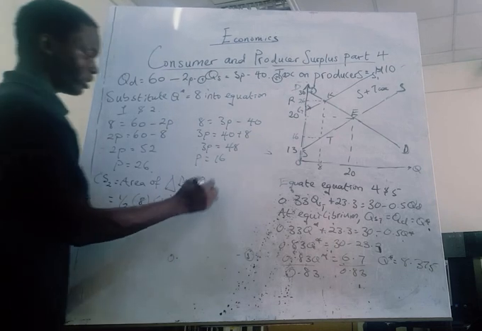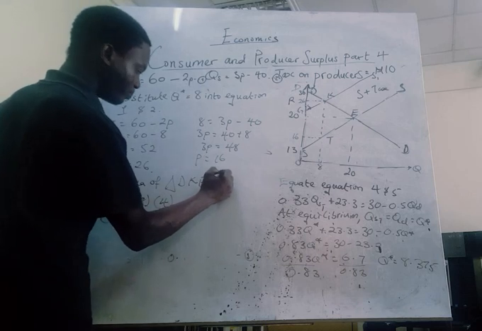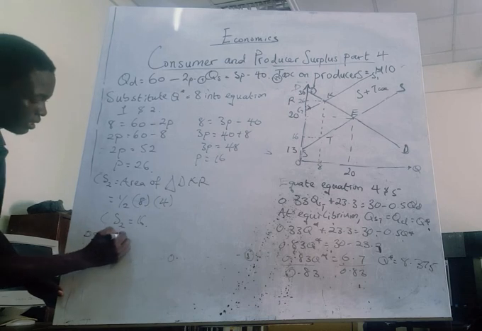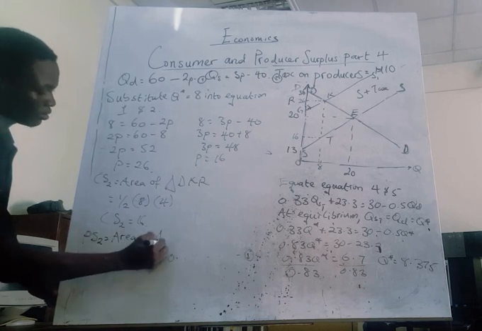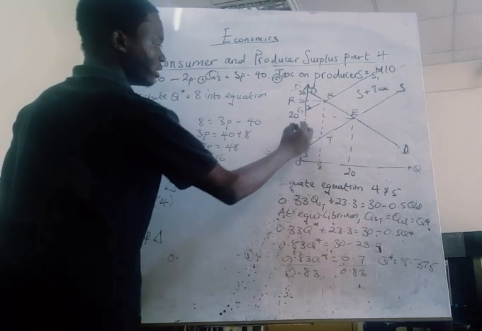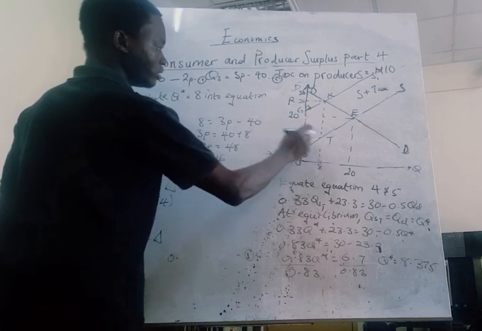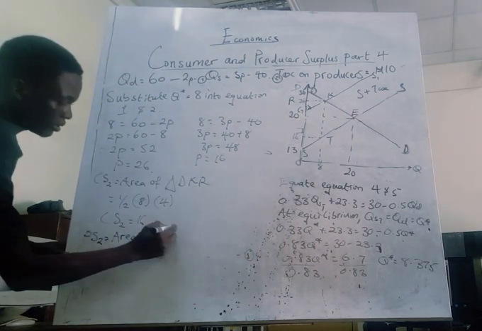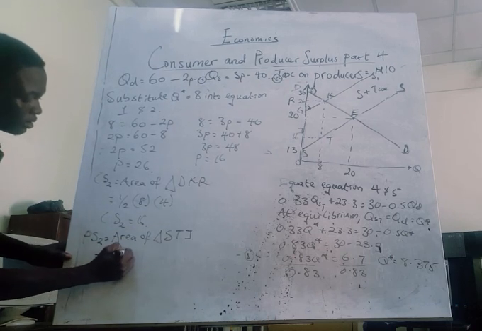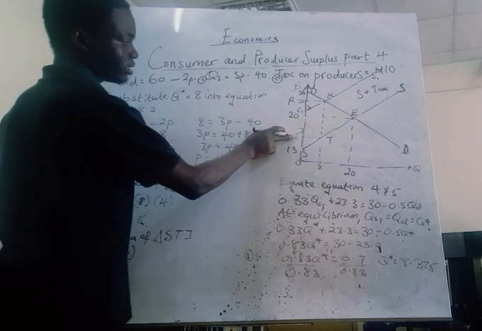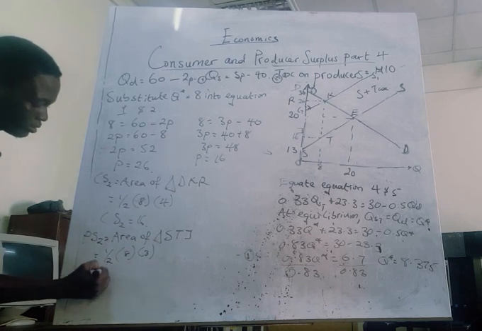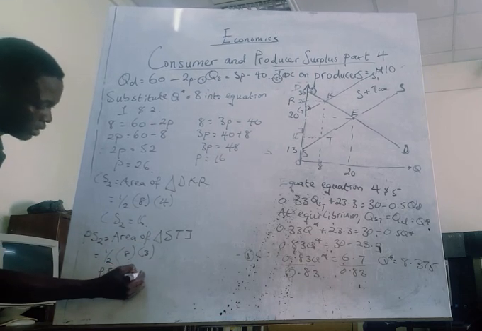Now let's get the PS2. Producer surplus now equals the area of triangle, with the new price. Let me call this point J, so triangle STJ. The base is still 8. And what is the height? This is still 16, so 16 minus 13, which is 3. So PS2 now equals 12.